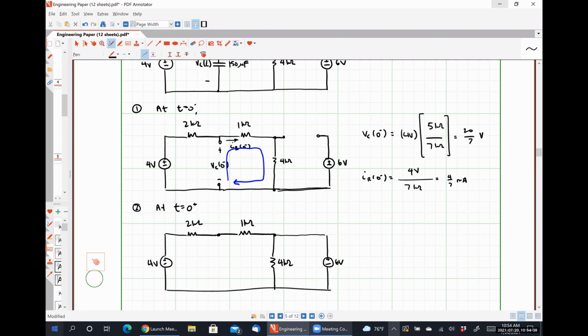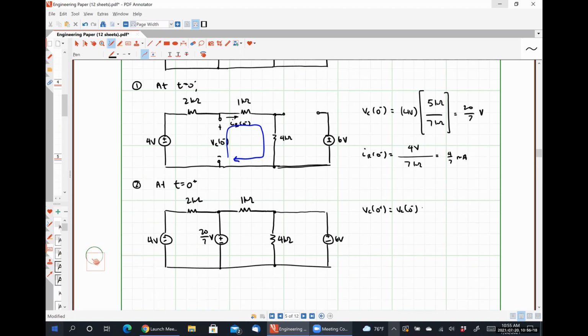So what should I do with my capacitor? You can turn it into a voltage source. Okay. So my voltage source will have the same polarity as VC at 0 minus, and it will also have the same value as VC at 0 minus. So I replace my capacitor with a DC voltage source, positive polarity on top with a value of 20/7 of a volt. And I know that VC at 0 plus has to equal VC at 0 minus. So this is going to be 20/7 of a volt for sure. IR at 0 plus is the current flowing through a 1 kiloohm resistor. So how am I going to find that? KVL.